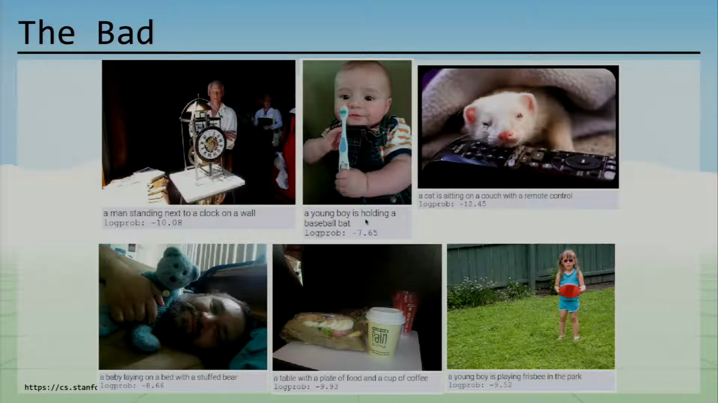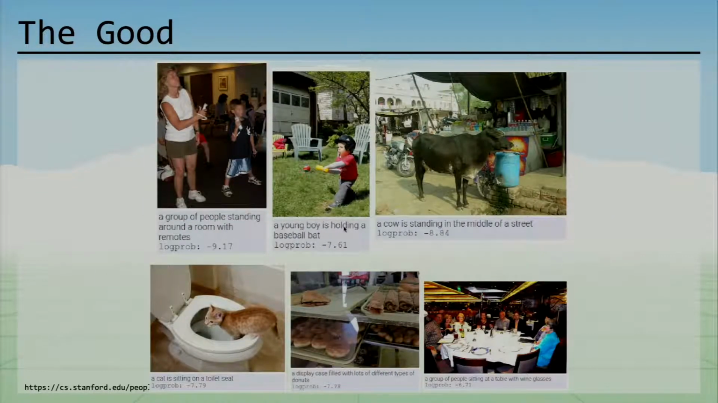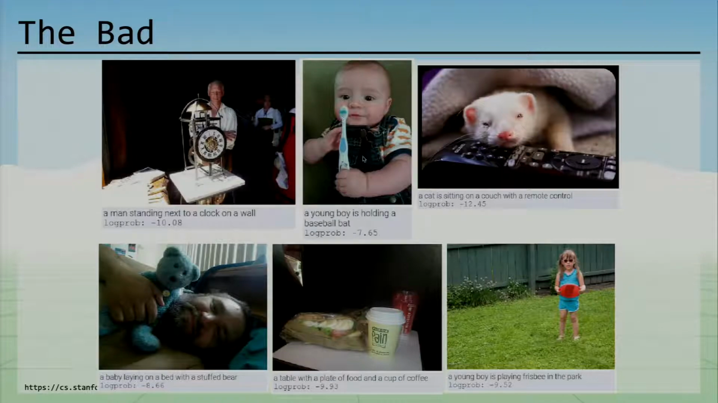"A young boy is holding a baseball bat." So obviously I like this one a lot too. "A cat is sitting on a couch with a remote control." It knows that there's an animal here with a remote control, but it just did not get the animal right. "A man standing next to a clock on a wall."